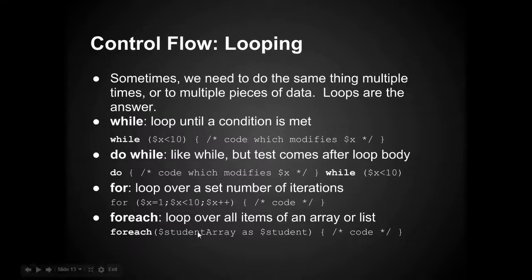Finally, we have a for each loop, which loops over all the items of an array or a list. So first I put the array or list, then the keyword as, and then I give a temporary variable, which I use to hold the current item that this iteration is operating on. And then in my code, I would use the student variable to do something with that value.